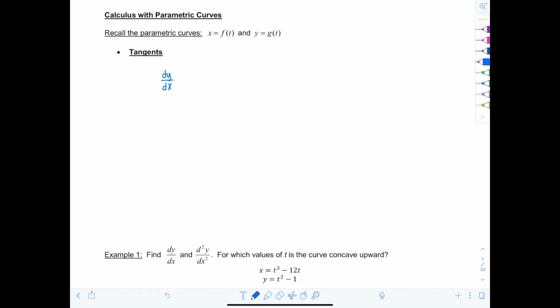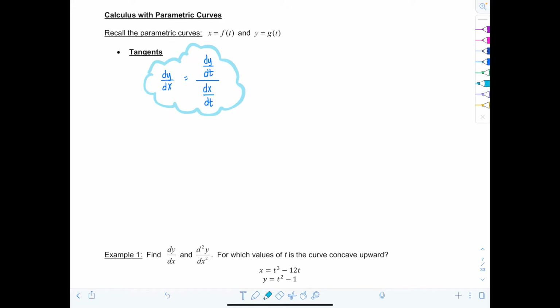The formula is actually pretty straightforward. In fact, you could probably guess what it's going to be if I didn't tell you. It's equal to dy/dt over dx/dt. Okay, that's our starting point.